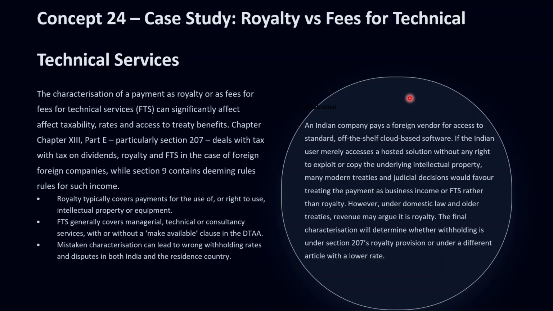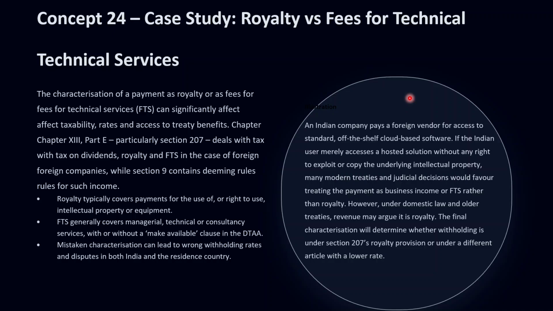So the payer often takes a conservative approach for withholding, and the non-resident may seek treaty relief when filing their return of income, or maybe under the mutual agreement procedure as well. They have that option as well. So guys, we need to see here how characterization drives the rate, the article of the DTAA, and even the question whether a PE is needed at all or not.